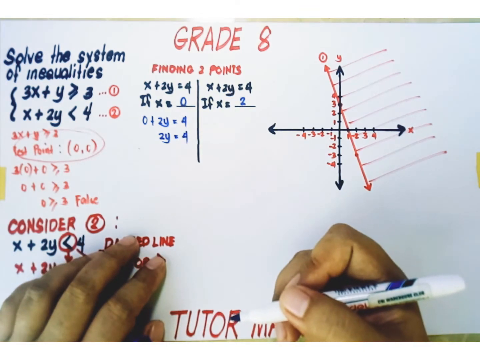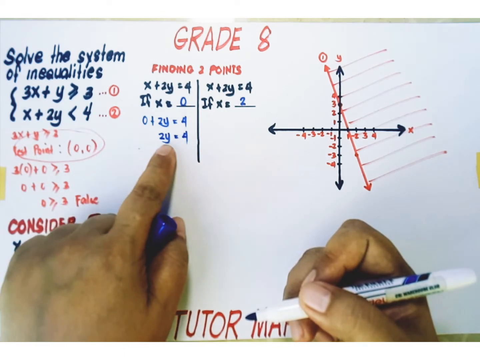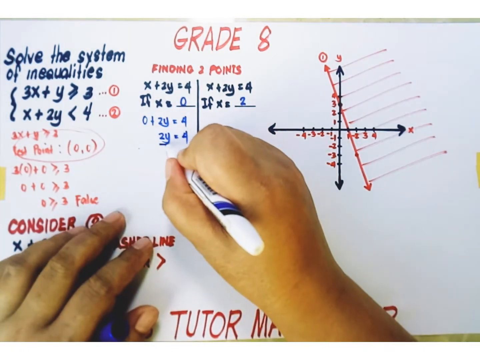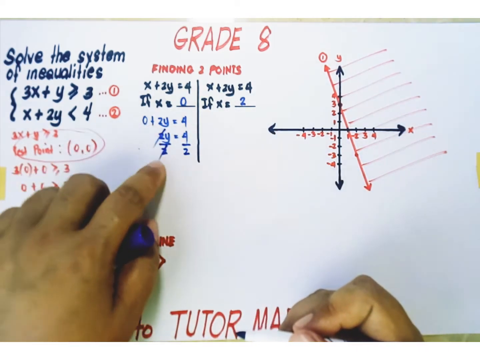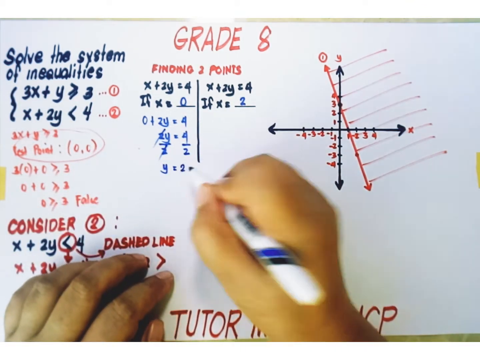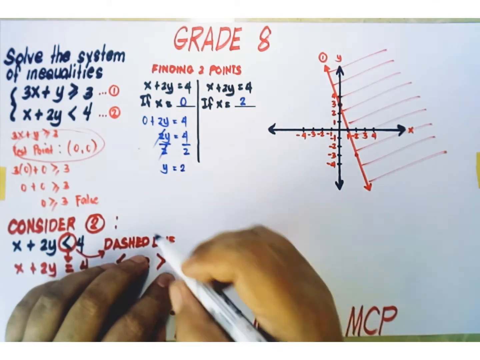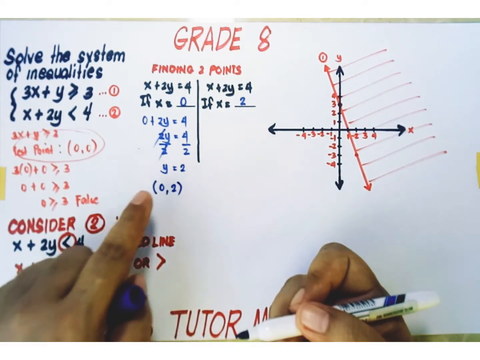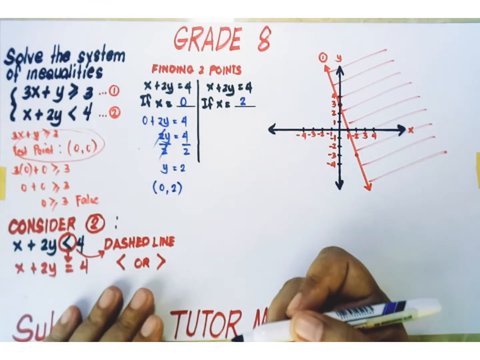equals 4. Let's use division property of equality. Divide both sides of the equation by the coefficient of y to isolate the y on the left side. Divide both sides by 2. Cancel out 2. Y equals 4 divided by 2 equals 2. Therefore, our first point has coordinates 0 and 2. If x is 0, y equals 2. Let's derive our second point.